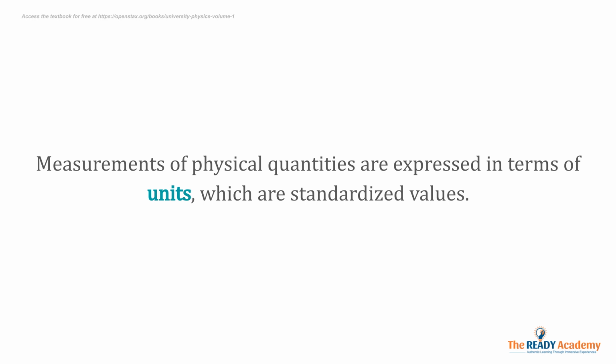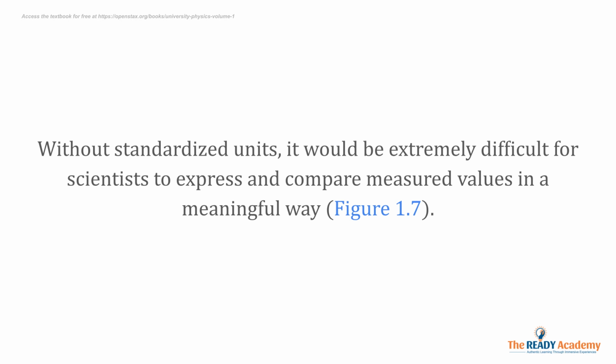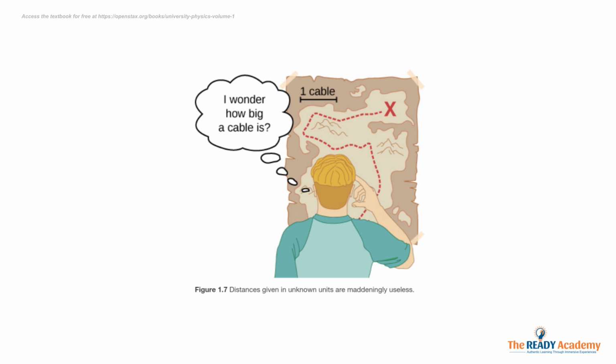Measurements of physical quantities are expressed in terms of units, which are standardized values. For example, the length of a race, which is a physical quantity, can be expressed in units of meters for sprinters or kilometers for distance runners. Without standardized units, it would be extremely difficult for scientists to express and compare measured values in a meaningful way. Figure 1.7. Distances, given in unknown units, are maddeningly useless.